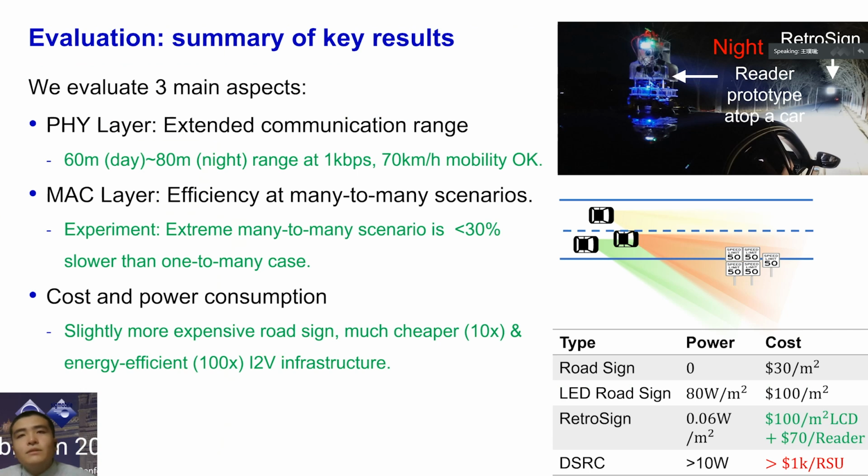Finally, I will show some key results over three main aspects. First, for the physical layer, our prototype can communicate from 60 to 80 meters away with 1 kilobit per second data rate. Also, our system is reliable under high mobility. For the MAC layer, we tested under an extreme many-to-many scenario and find that adding number of readers only marginally affects the performance. The third is cost and power consumption.